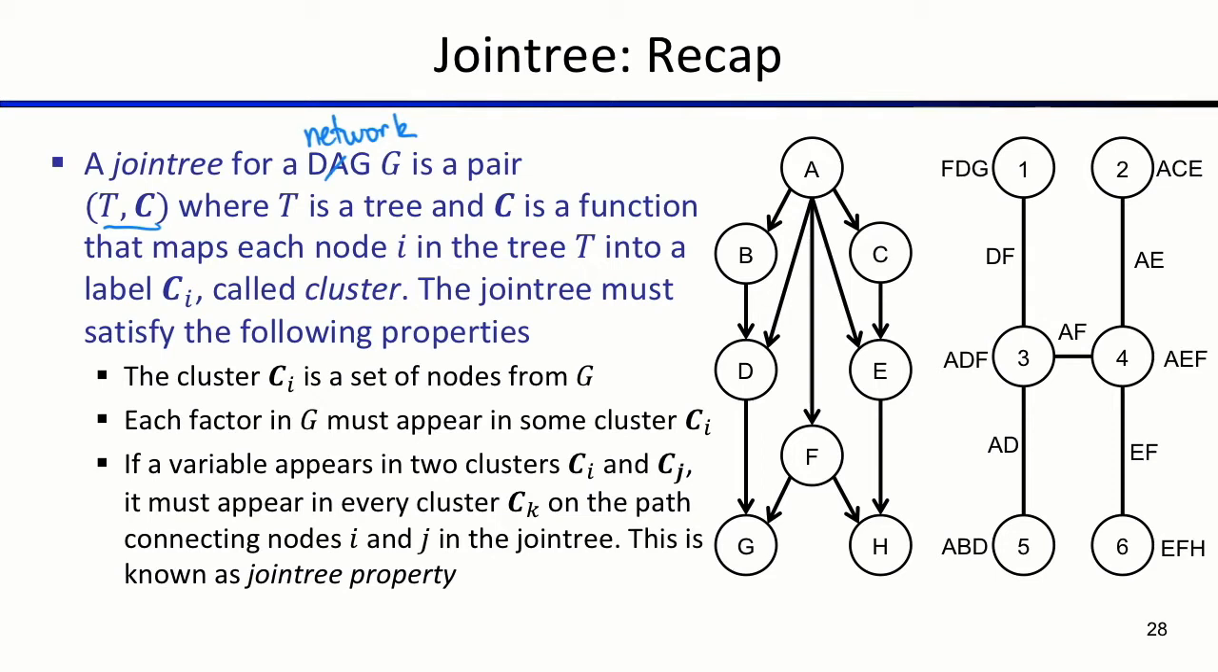The cluster Ci is a set of nodes from the graph. Each factor in G must appear in some cluster Ci, and if a variable appears in two clusters Ci and Cj, it must also appear in every cluster Ck on the path connecting i to j in the joint tree. It's known as the joint tree property or the running intersection property.